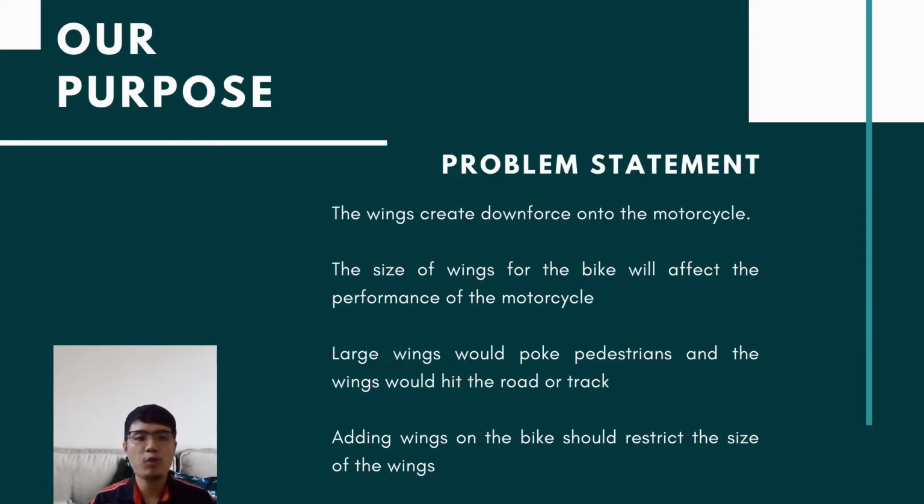The problem statement for our approach is the wing creates the downforce onto the motorbike. The size of wings for the bikes will affect the performance of the motorbike. The large wing will cause the pedestrian and the wings will hit the road or track. The 18 wings of the bike should restrict the size of the wings.